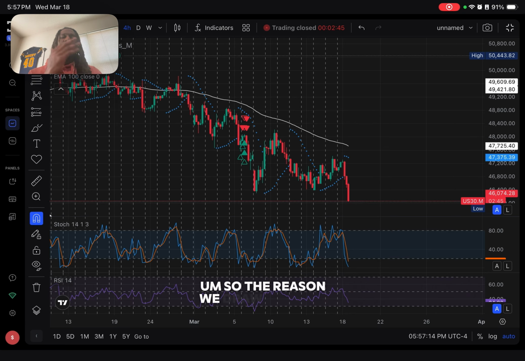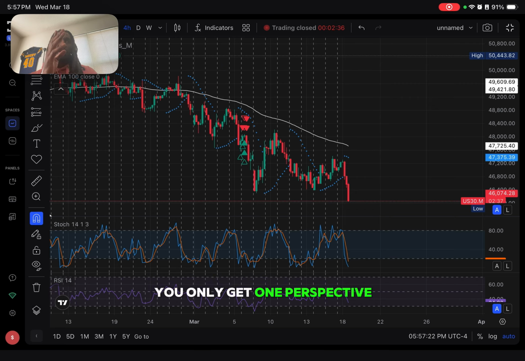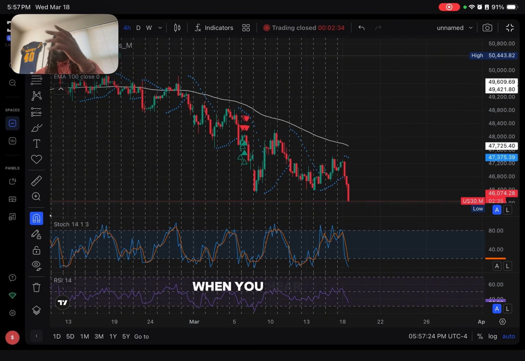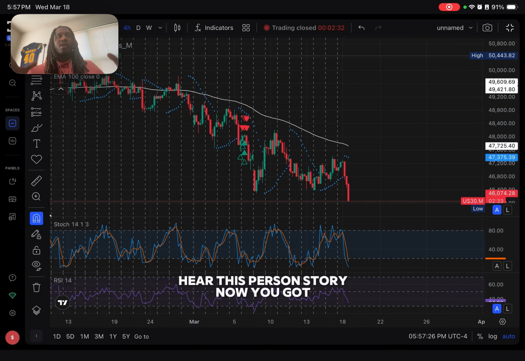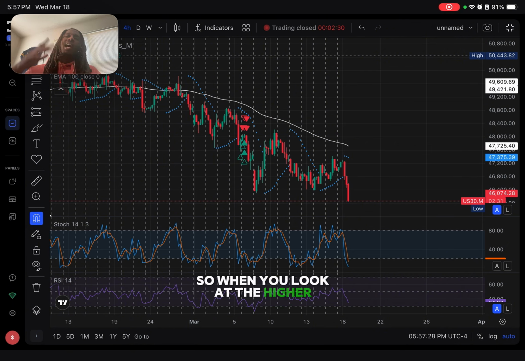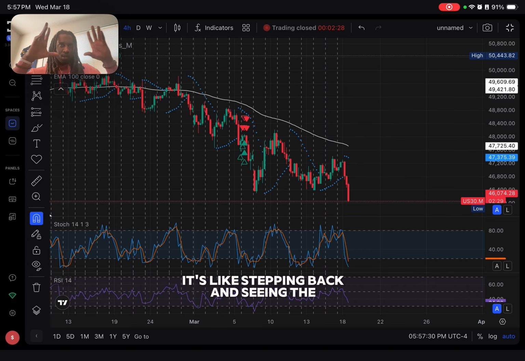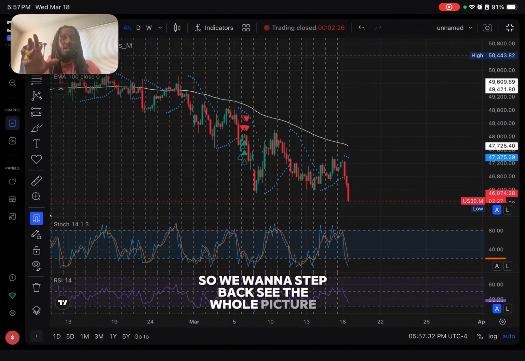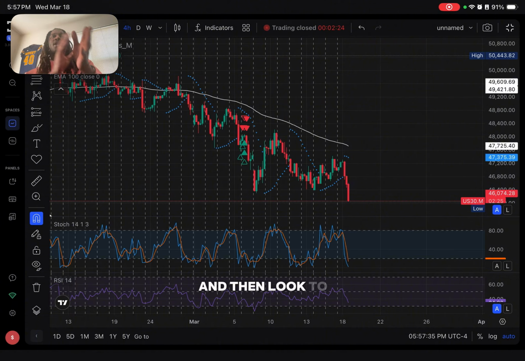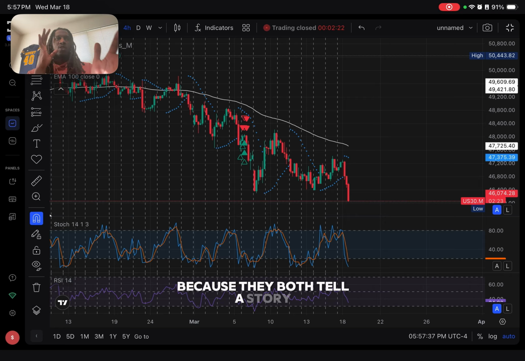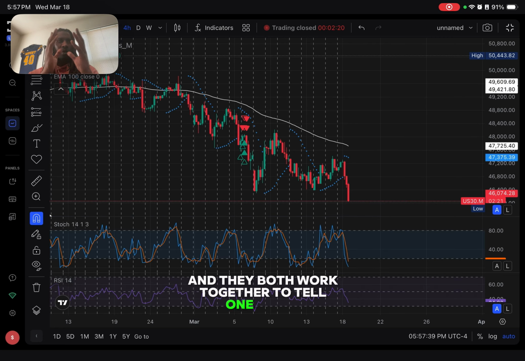The reason we draw these up and identify from the top down is because it's like knowing a story. Somebody tells you a story from one side, you only get one perspective. But now you hear this person's story, and this person's story, and you've got a bigger picture. When you look at the higher time frames, it's like stepping back and seeing the whole picture. So we want to step back, see the whole picture, and then look to the lower time frames, because they both tell a story and work together to tell one story.